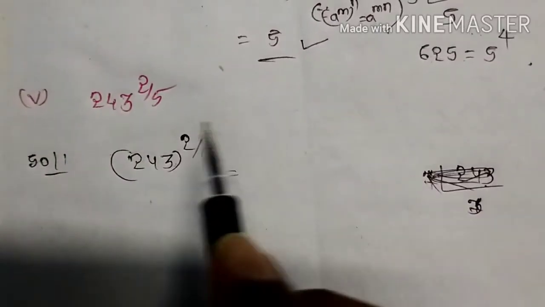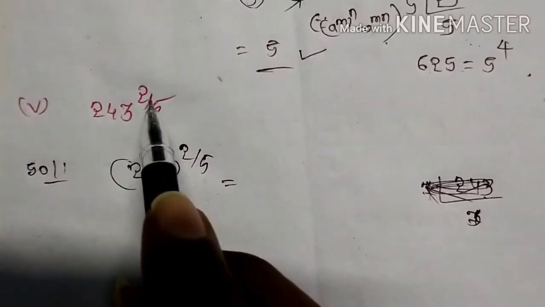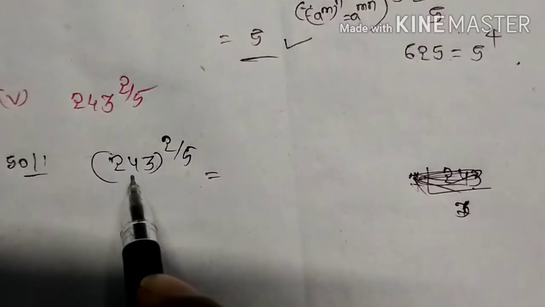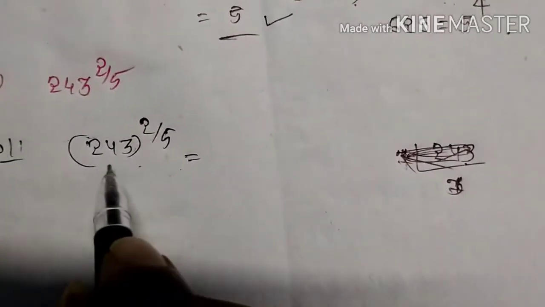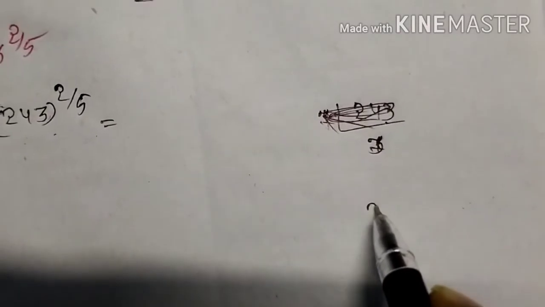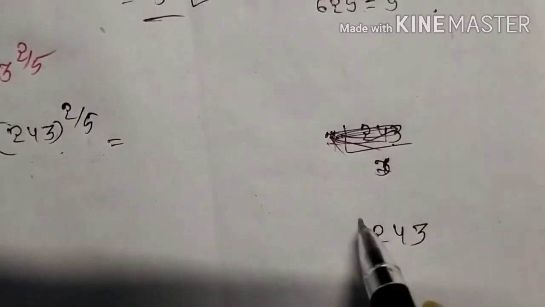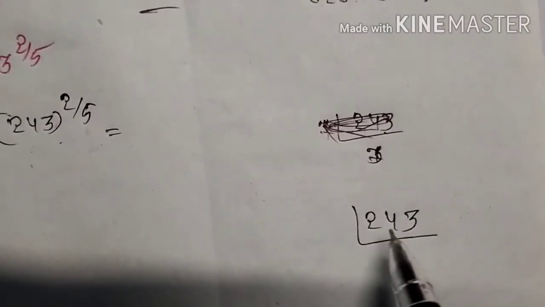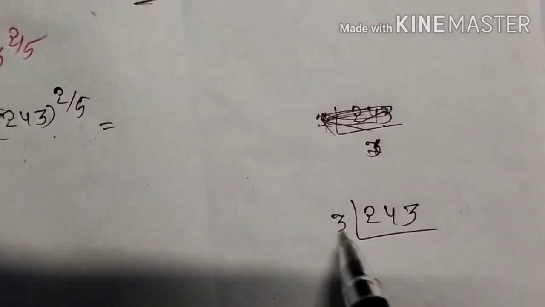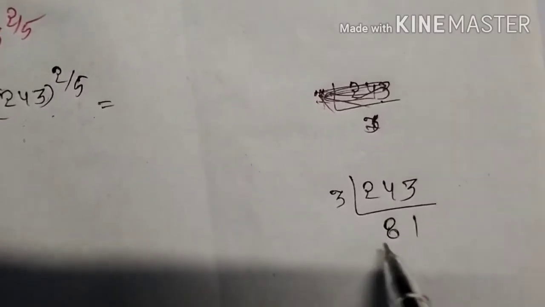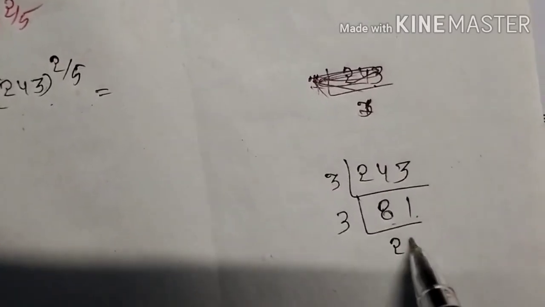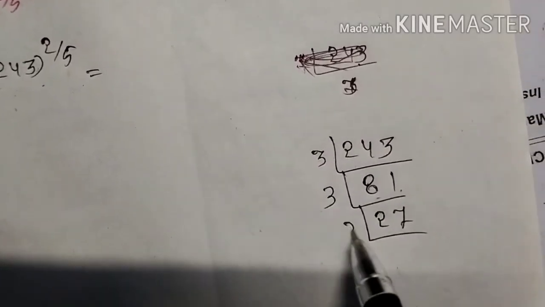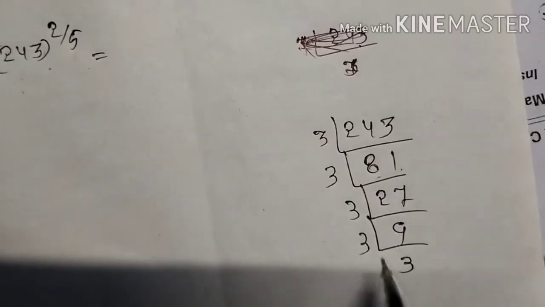Now you can see here another problem, 243 whole power 2 by 5. First you can find the prime factorization of 243. So here I am taking 243. Is it divisible by 2? Not divisible. So you can take the next number, which is 3. That means 3 8s are 24, 3 1s are 3. Next time you can take 3 2s are 6, 21 remainder. That means 3 7s are 21. Next 3 9s are 27. Next 3 3s are 9. Is it okay?